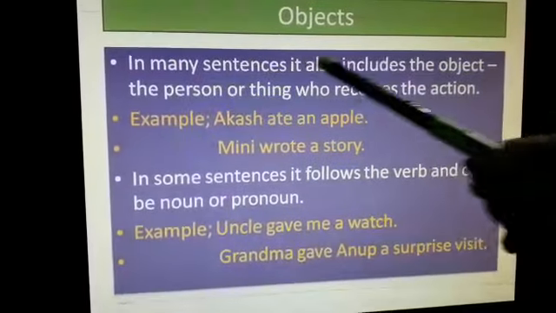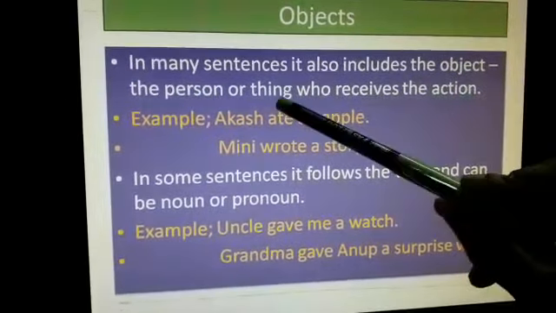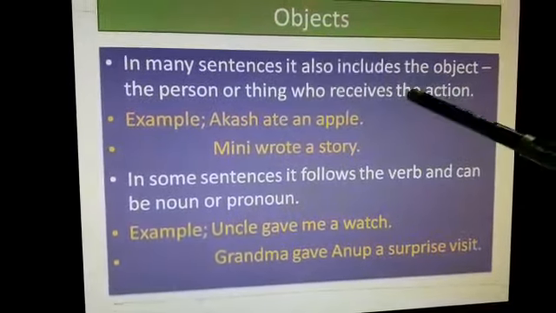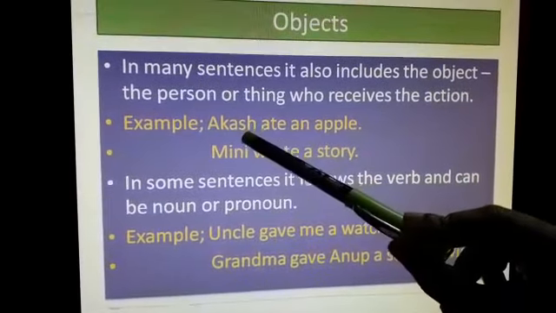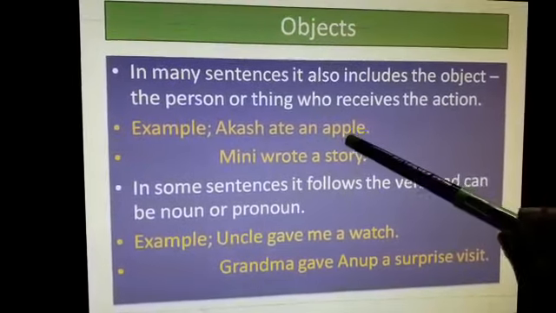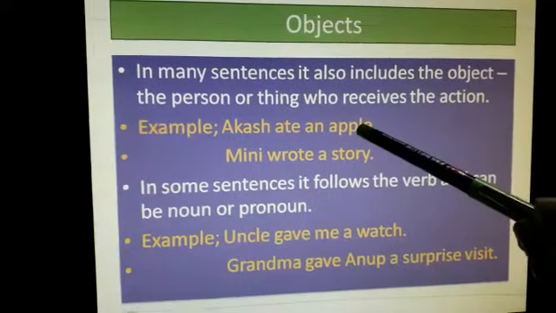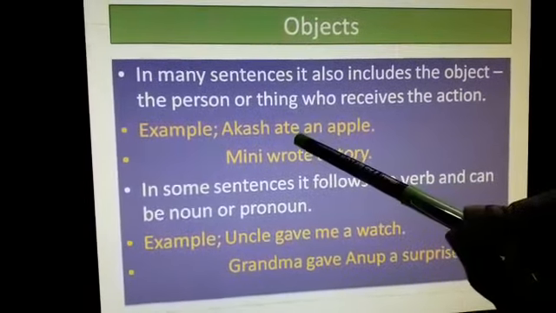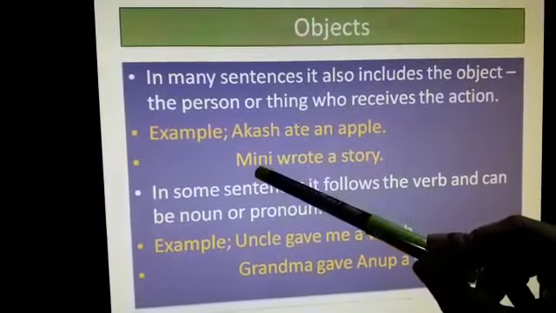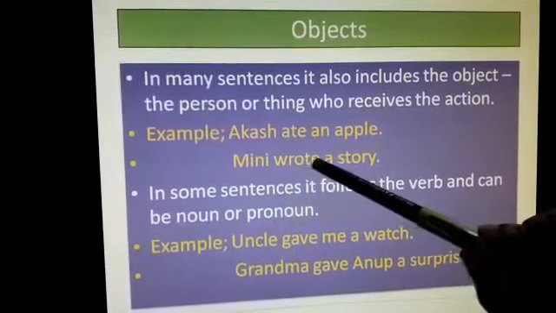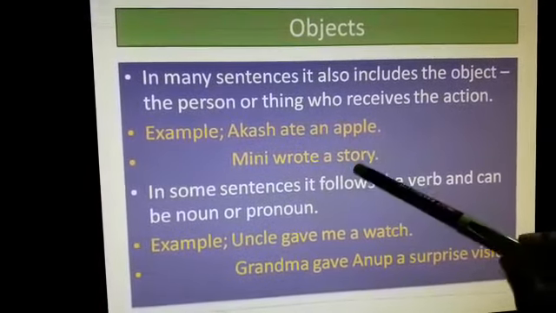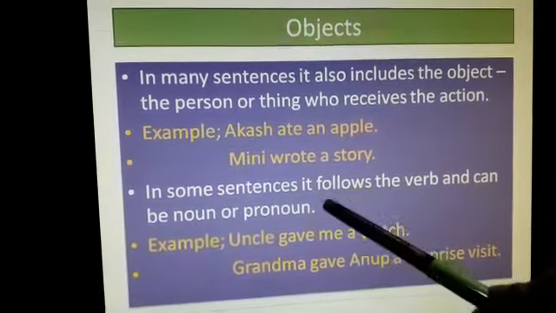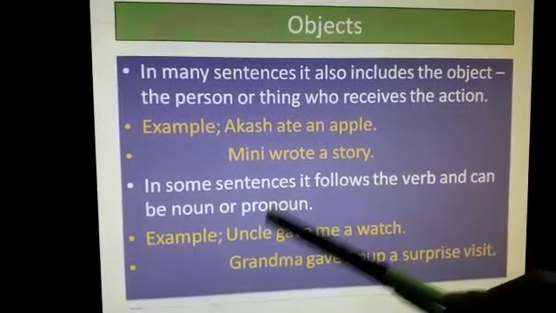Objects. In many sentences, it also includes the object, the person or thing who receives the action. For example, Akash ate an apple. Here, apple is the object which receives the action of eating. By whom? By Akash. Here is another example, Minnie wrote a story. Story is the object.